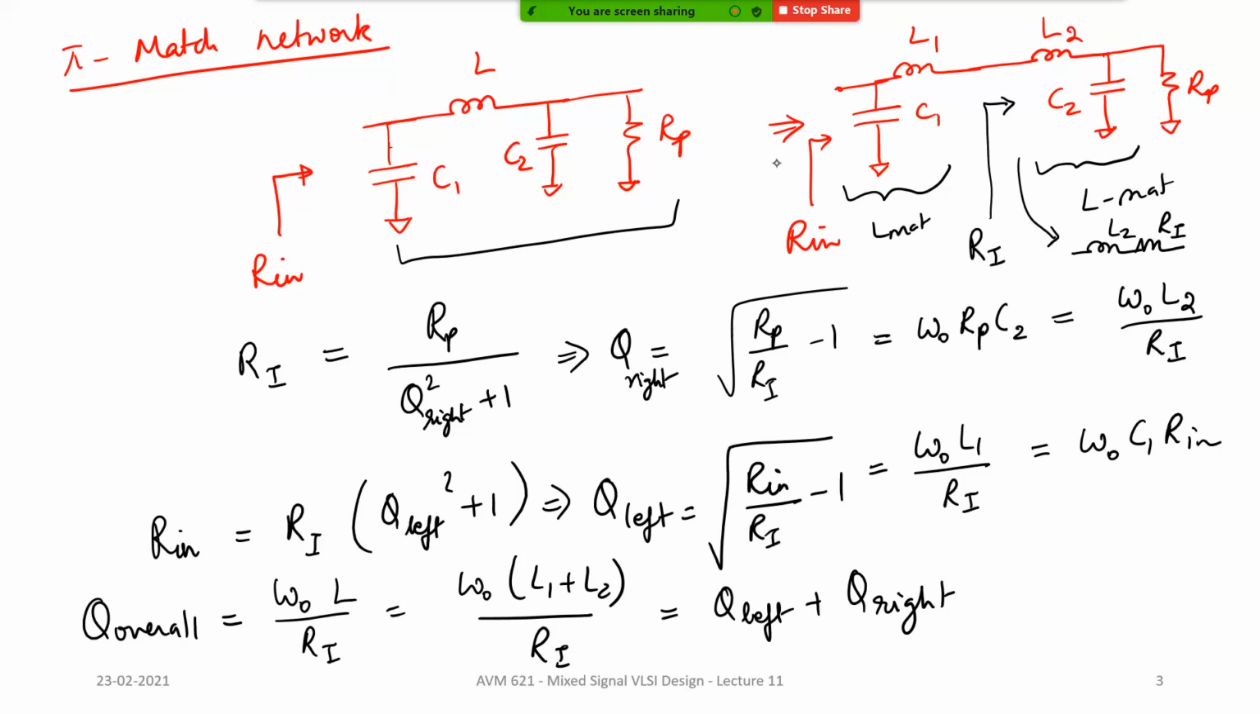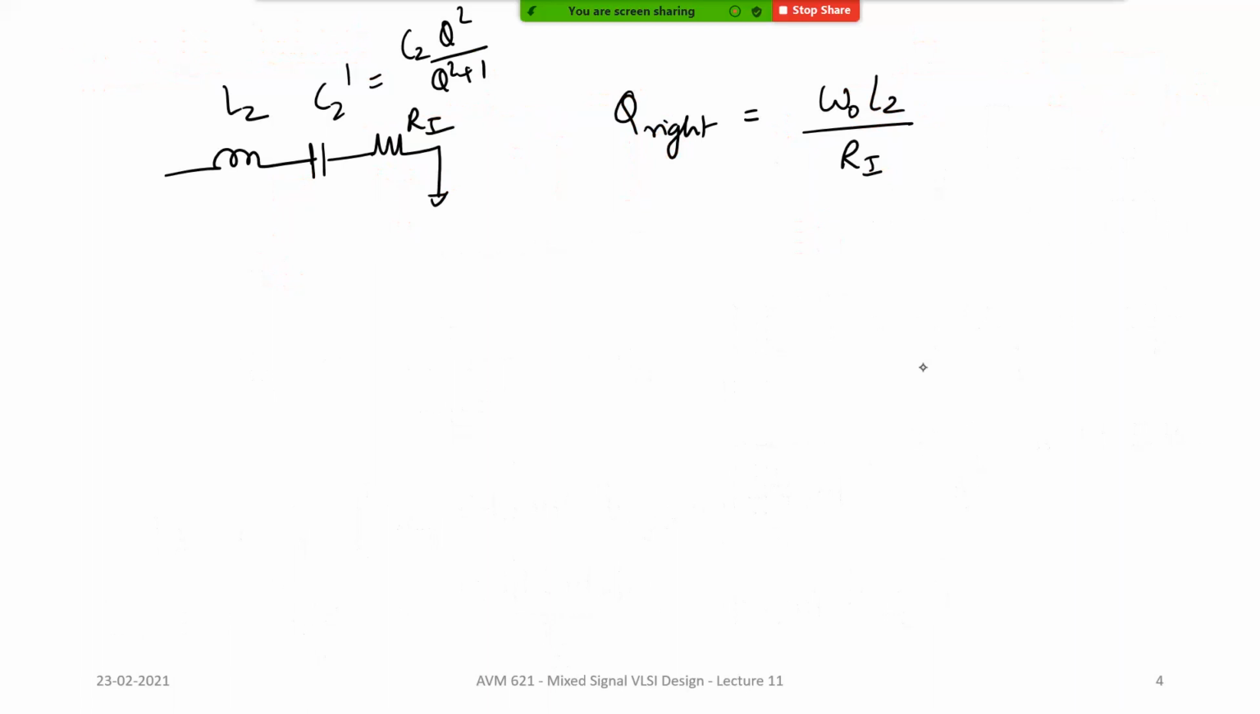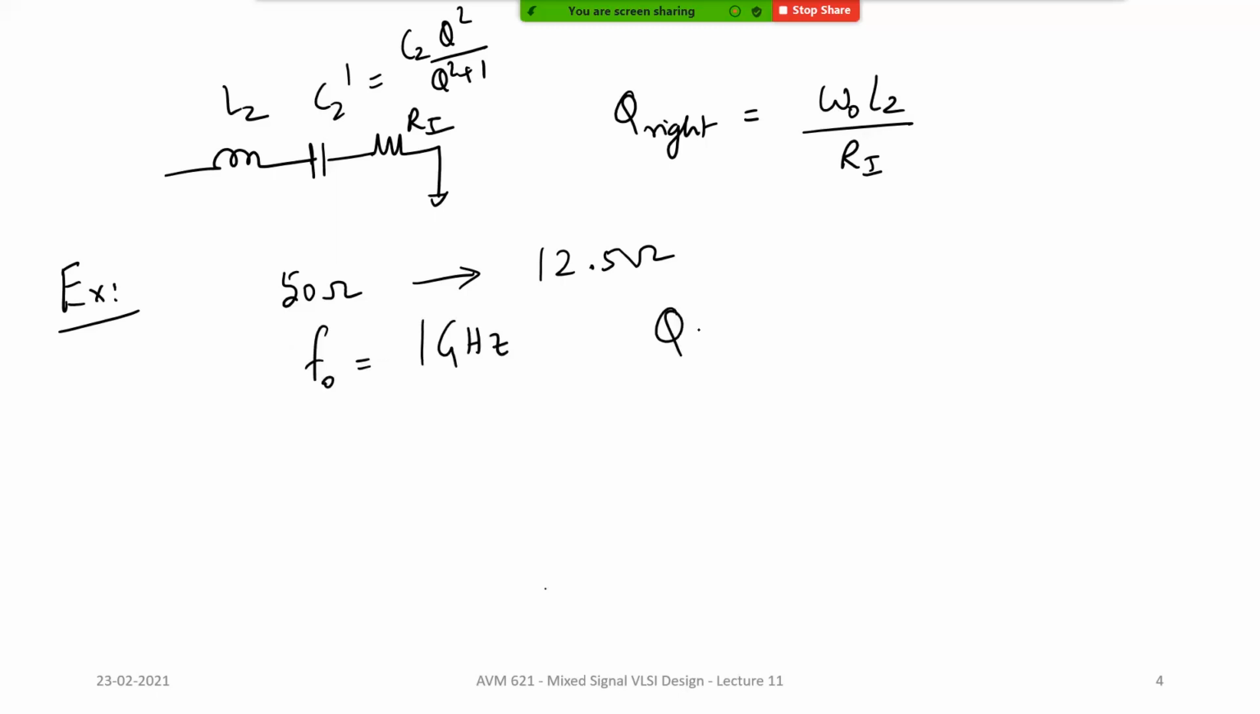Now, how do you design? So we came up with some equations and so on. Now the question is, let's say I want Rp to be transformed to a certain Rin, and this is to be done at a certain frequency. For example, let's say I want my 50 ohm to be converted to 12.5 ohm. This has to happen at a frequency of 1 gigahertz, and I want an overall Q factor of, let's say, 5.